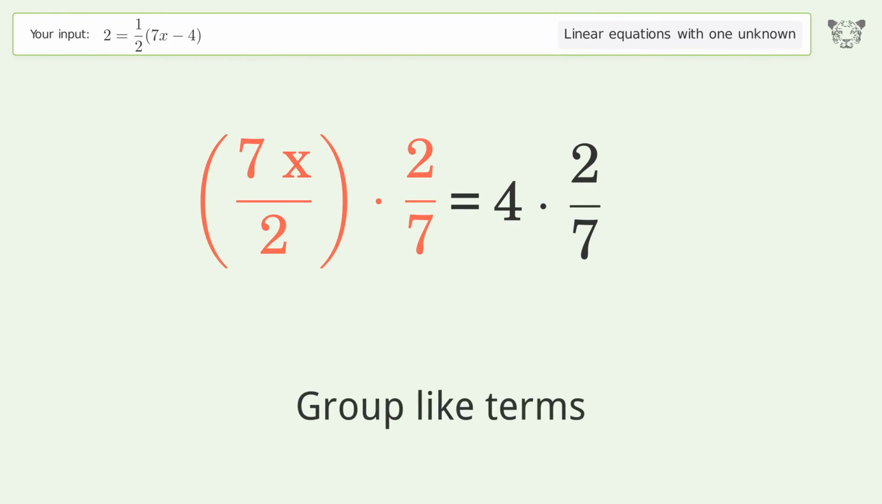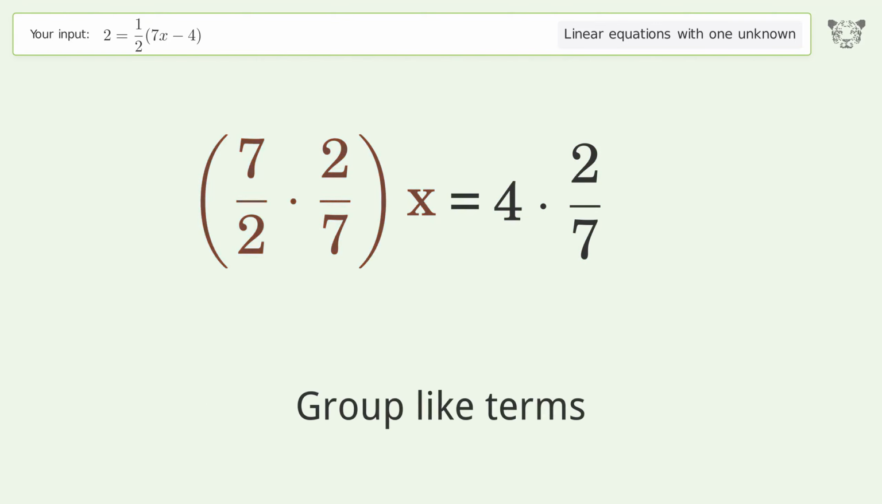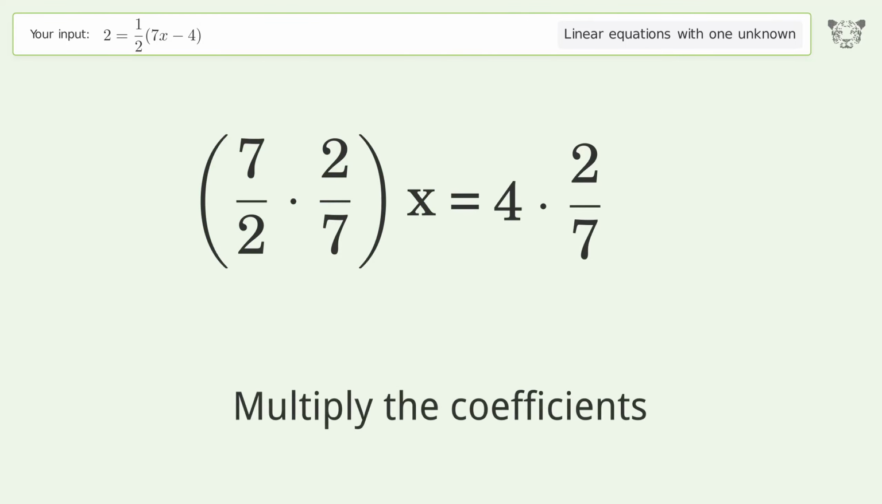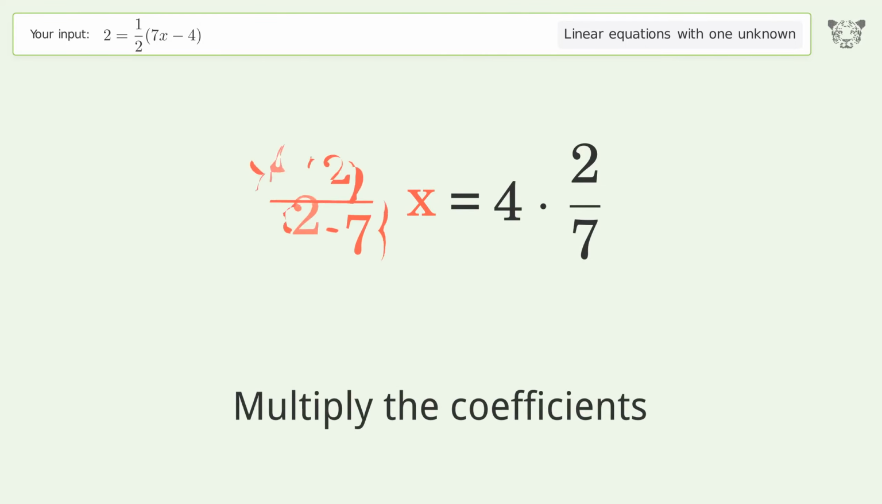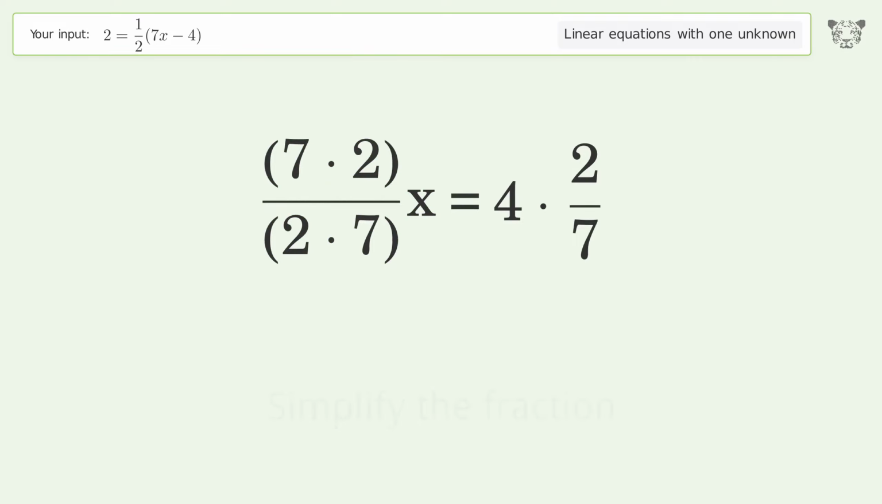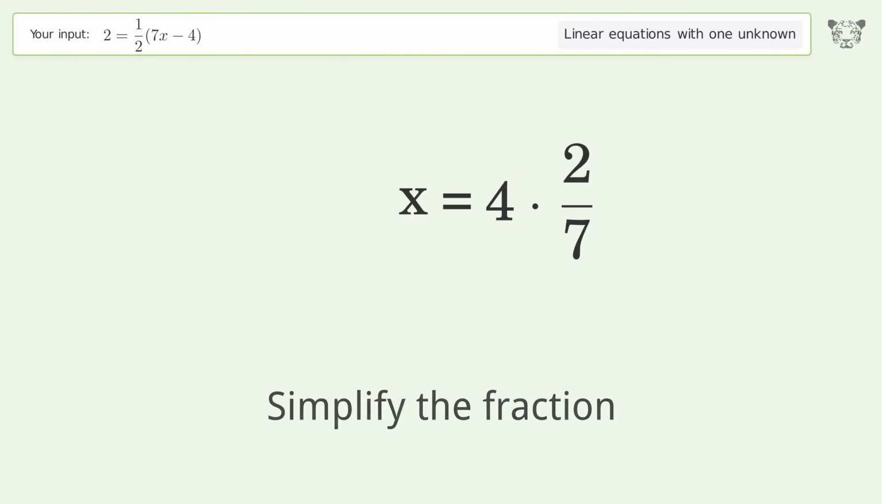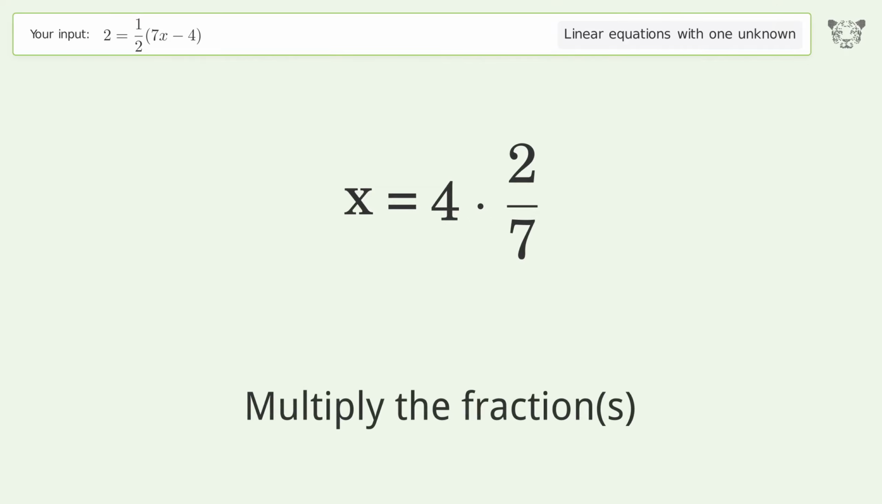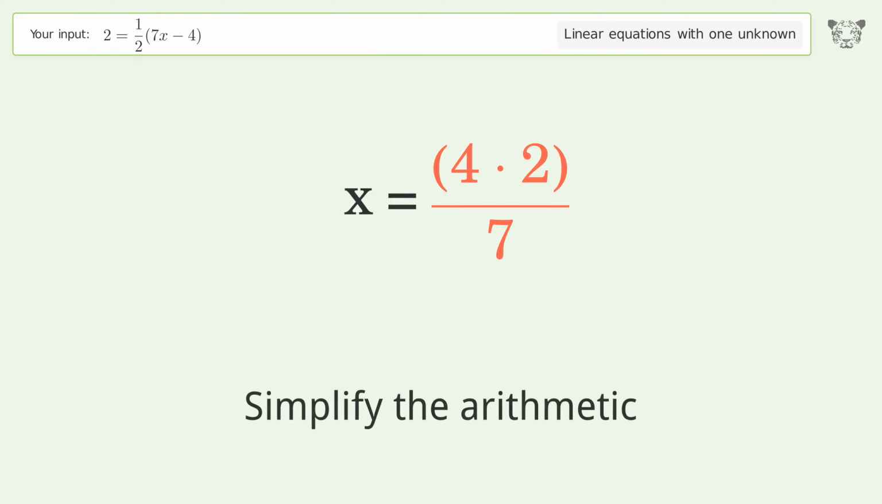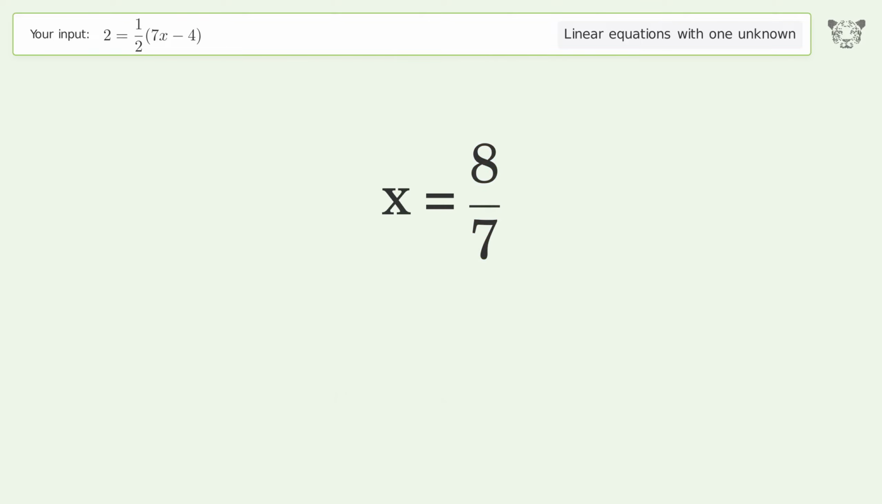Group like terms. Multiply the coefficients. Simplify the fraction. Multiply the fractions. Simplify the arithmetic. And so the final result is x equals 8/7.